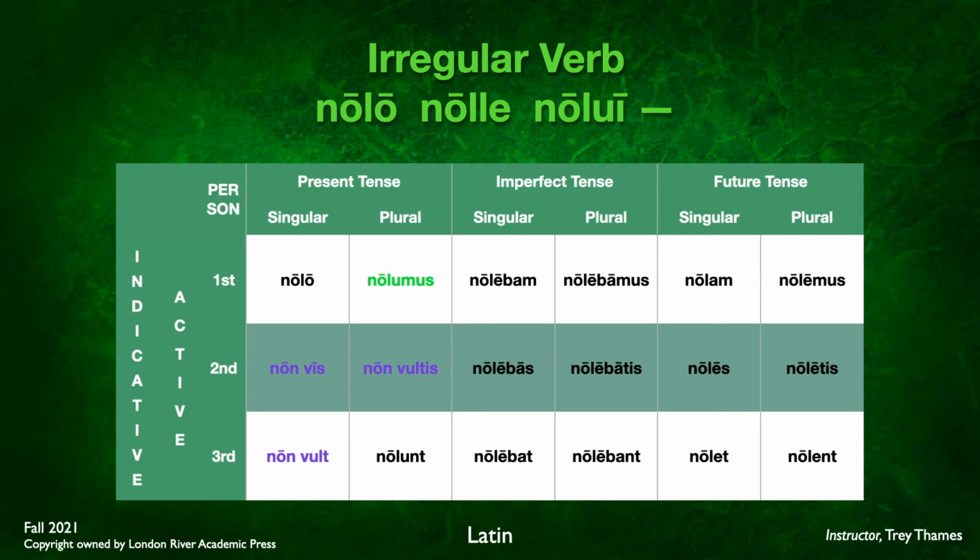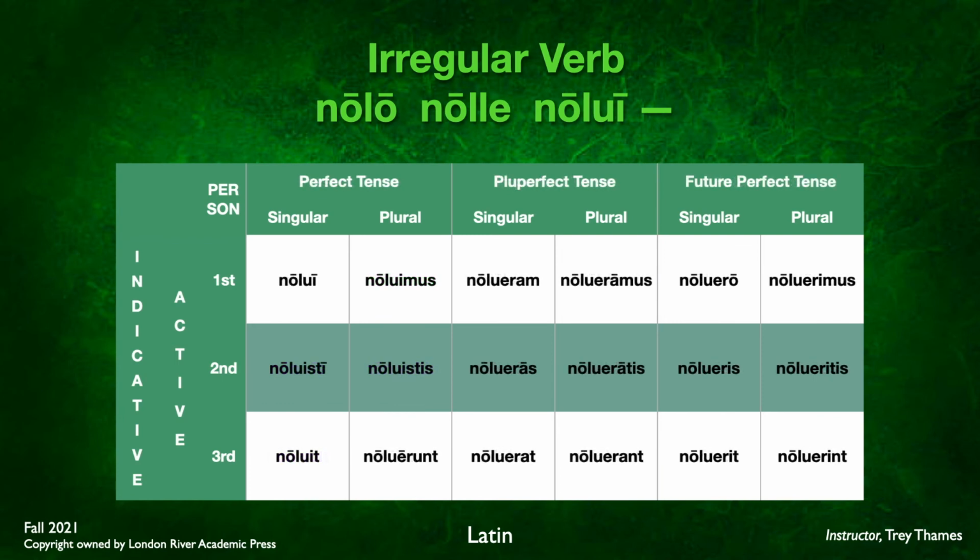For nolo, again, keep in mind it's only in the present tense that we have any kind of irregularities. Nolo, non vis, non vult, nolumus, non vultis, nolunt. And again, the imperfect and future, exactly what you'd expect. The NOL plus bam: nolebam, nolebas, nolebat, etc. For future, nolam, noles, nolet, etc. For the perfect tense indicative, again, third principal part, nolu plus your isti, it endings, pluperfect, nolu plus eram, eras, erat endings, and future perfect, nolu plus your ero, eris, erit. Not out of the ordinary.